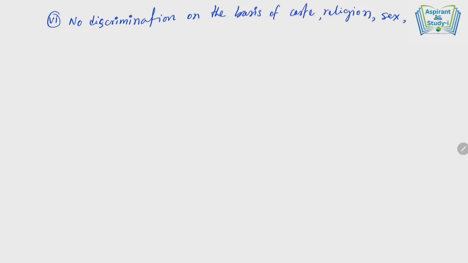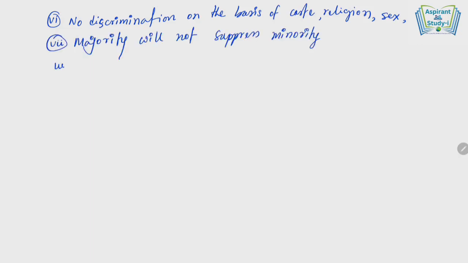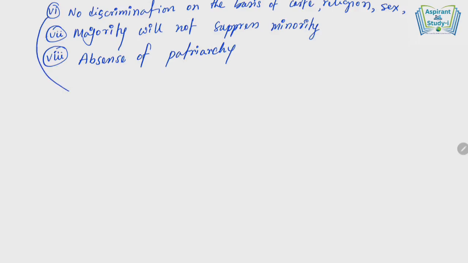Let's understand some more features of democracy. No discrimination on the basis of caste, religion, sex, race. Majority will not suppress minority. Absence of patriarchy. These features establish the form of society.